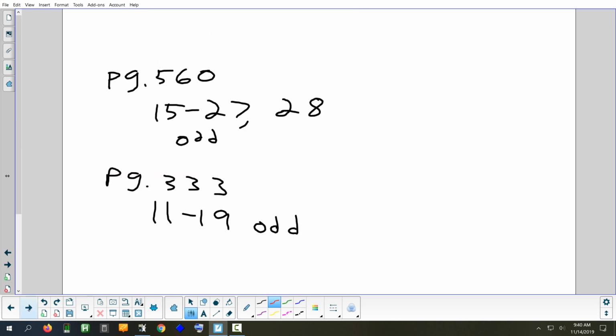Okay. So homework tonight on 560. That's the multiplying and dividing complex numbers. Page 333. That's the graphing complex numbers and then writing complex numbers in polar.